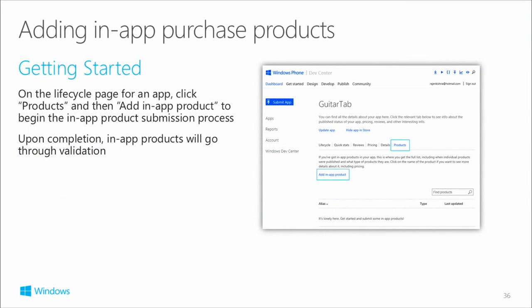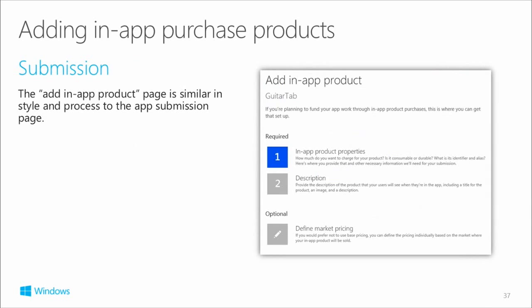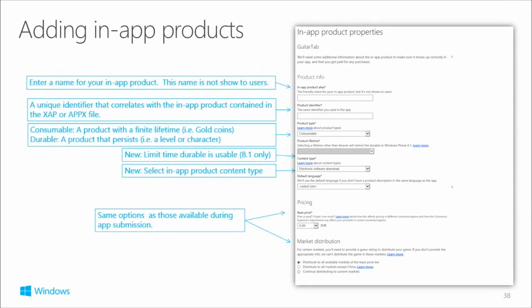You add in-app purchase products into the store through the Products tab, and the graphic shows you there. You tap on Add an in-app product, and you go in there and give it a name and set the pricing, and they get verified as well, and then they're available to use in your app. You submit it. The dialog you go through is pretty similar to submitting an app. So you set the properties and the description and define pricing for it.